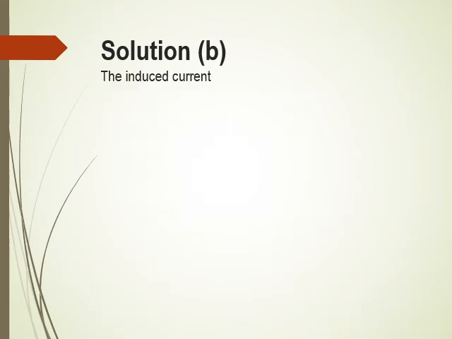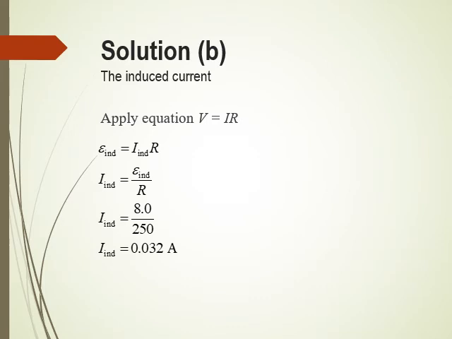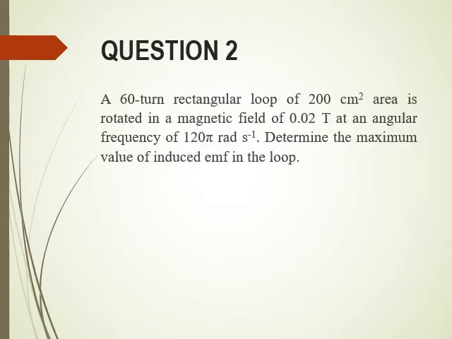Question B. To calculate the induced current, you just simply apply the equation V equals IR. So EMF induced is equal to I induced times R. Rearrange the equation and then substitute the values into it. You will obtain I equals 0.032 ampere.